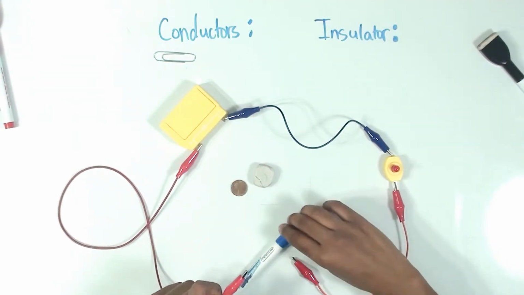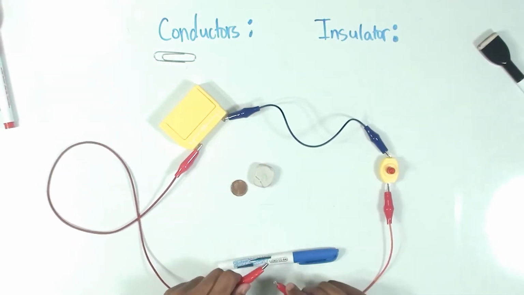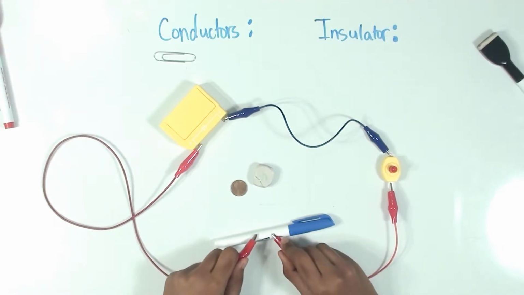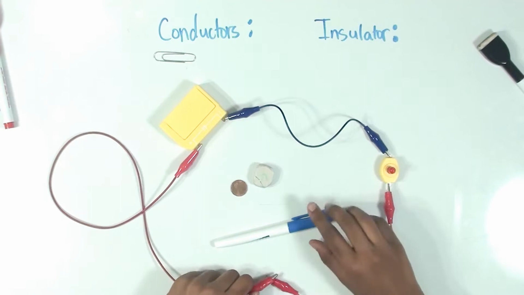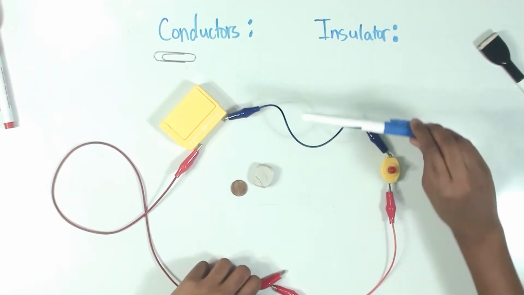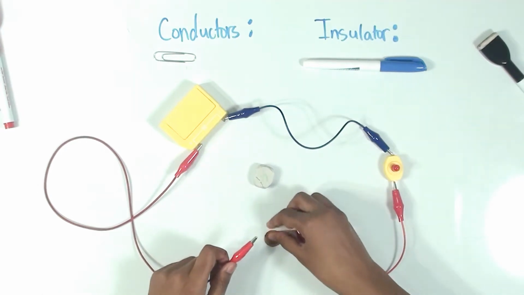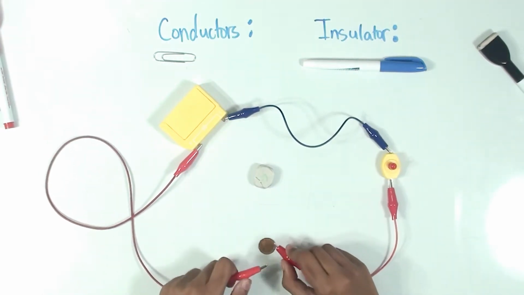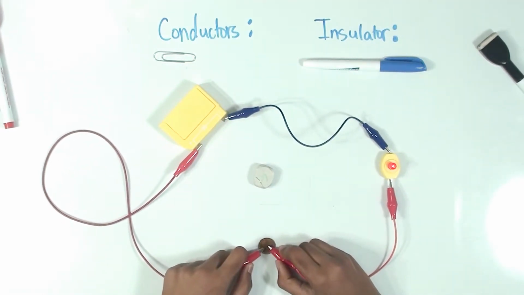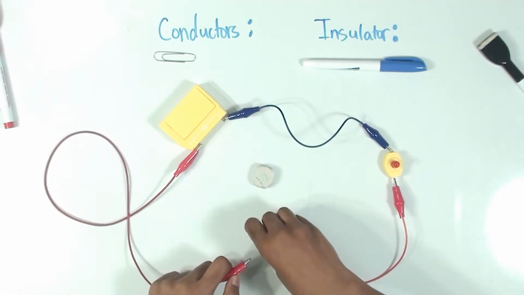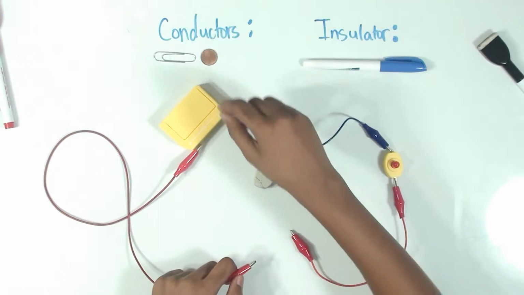Now I'll try this whiteboard marker. Once we connect it, we see that the light bulb does not light up, so therefore plastic is an insulator. Now we'll try this penny. The penny is made out of copper, so now we'll see if copper is a conductor. Okay, it lights up, so therefore copper is a conductor.